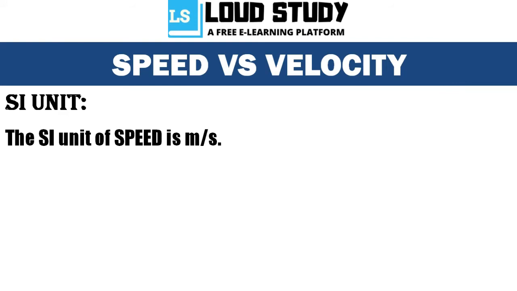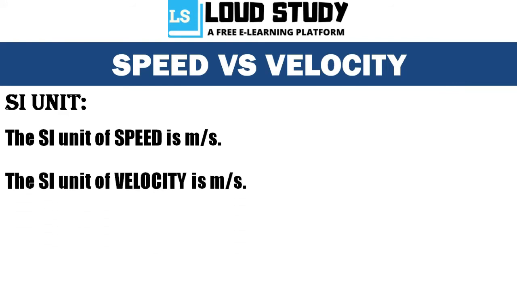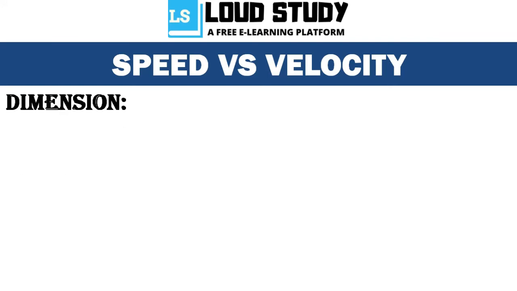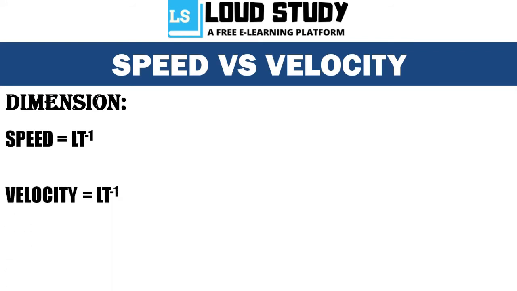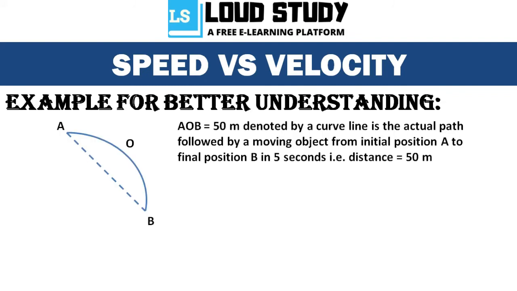Now coming to SI unit. The SI unit of speed is meter per second and the SI unit of velocity is also meter per second. This is not one of the differences. This is one of the similarities of speed and velocity, that they have the same SI unit. Now coming to dimension. If the units are the same, the dimension will always remain the same. So speed is LT minus 1, whereas velocity also has LT minus 1 as the dimension.